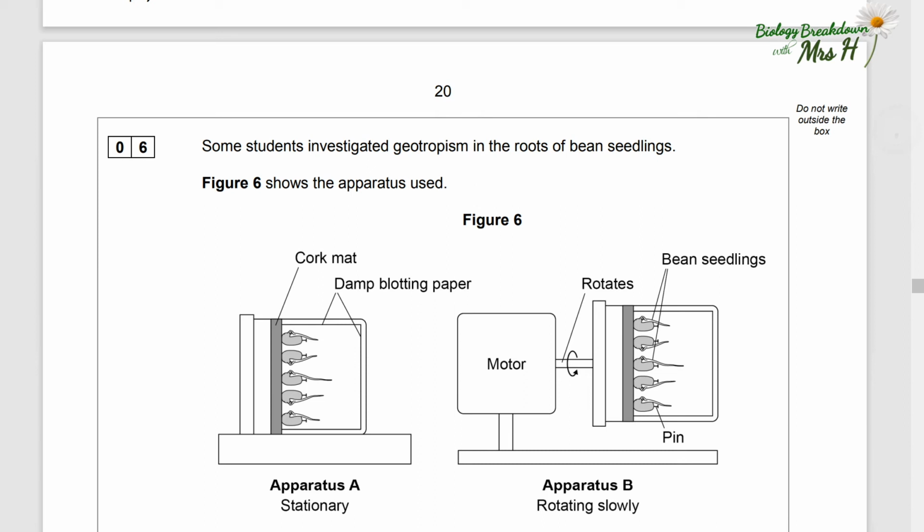Apparatus A, we can see that the seedlings have been pinned to this cork mat, and this apparatus is kept stationary, but apparatus B is attached to a motor which rotates. So those seeds are rotating around all the time.